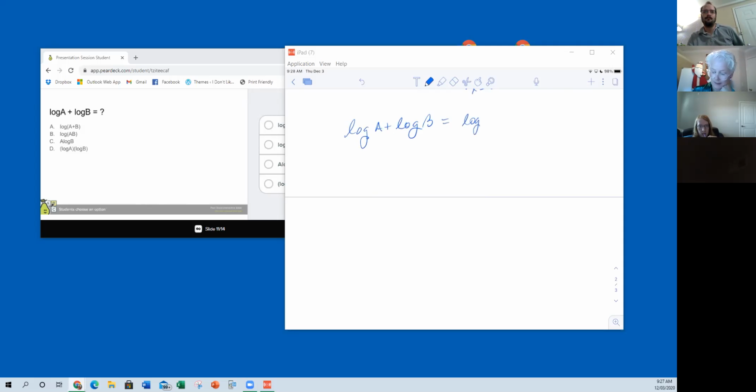So the log of A plus the log of B is the log of A times B. And you should know that backwards and forwards. So if you're given the log of A times B, you should know that that expands to the log of A plus the log of B. If you're given the log of A plus the log of B, you should know that that condenses down to log AB as a single log.